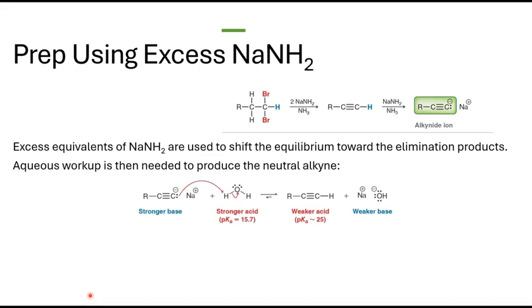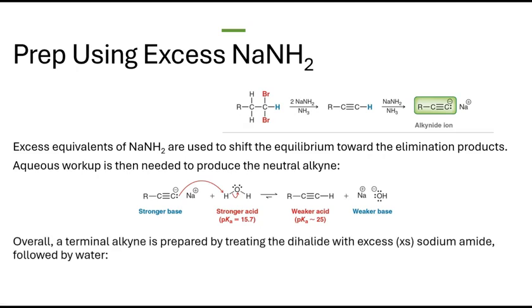Note that once the alkynide ion is produced, in order to protonate it, we can use something like water. We would end up with the weaker acid being the terminal alkyne and the weaker base being hydroxide. Overall, a terminal alkyne is prepared by treating the dihalide with excess sodium amide followed by water, and it must be done in steps.